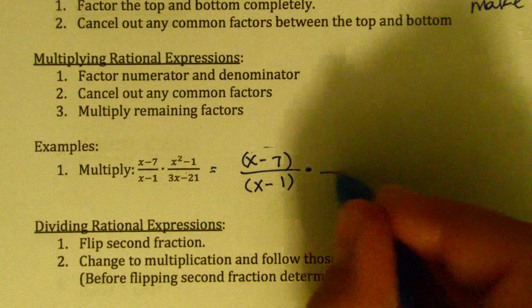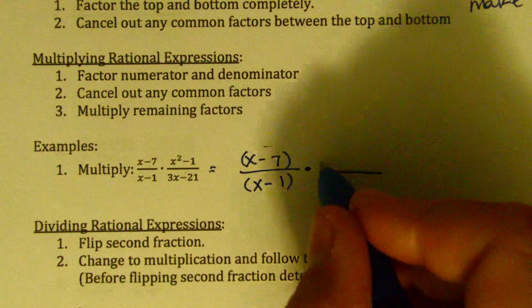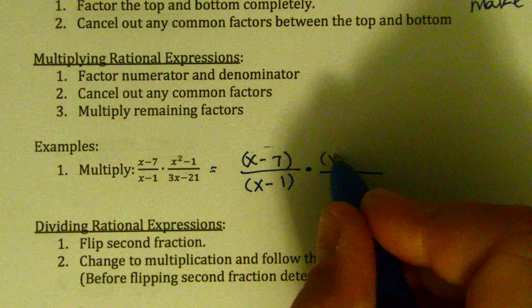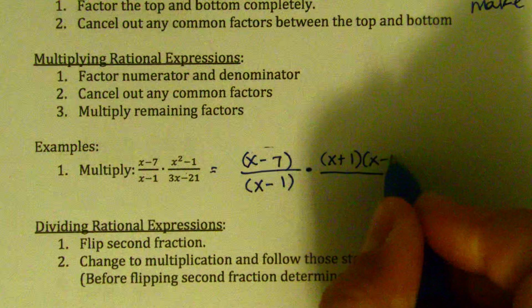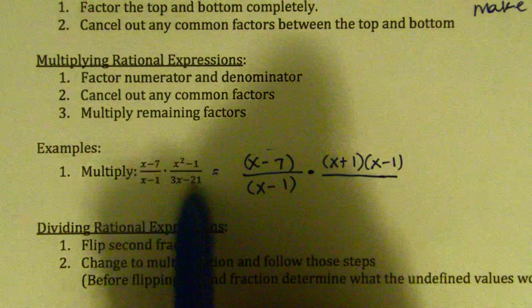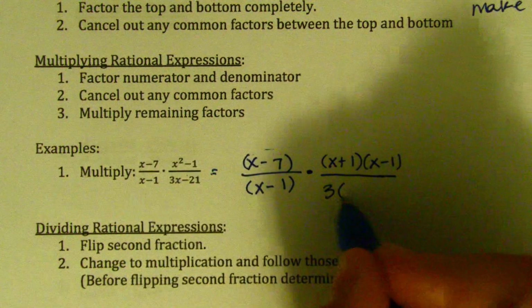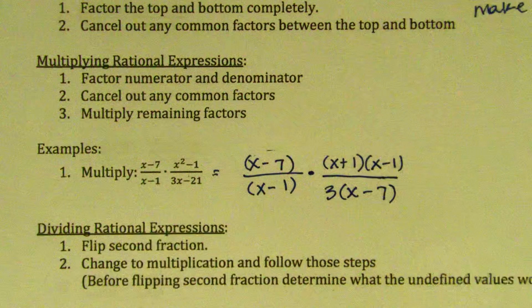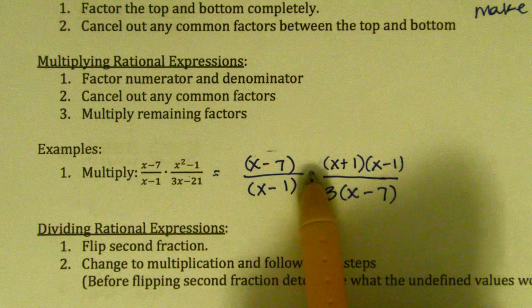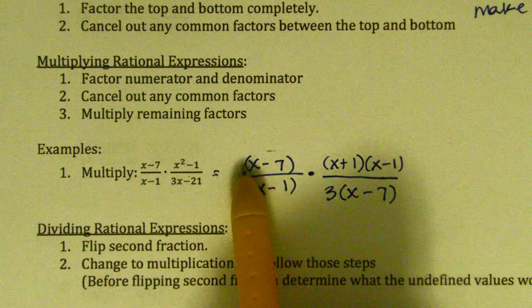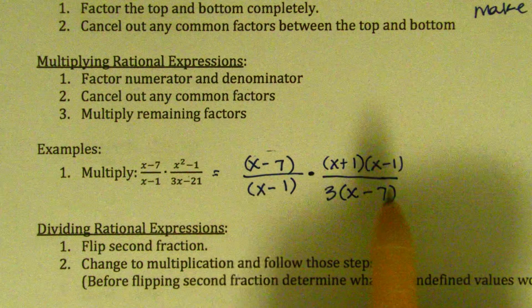So on the other side, x squared minus 1, that's a difference of perfect squares. So that'll be x plus 1, x minus 1. And 3x minus 21, there's a common factor of 3 there. Pulling that out, I'm left with x minus 7. And so I can see some common factors here. Multiplying fractions means we multiply straight across, so I can cancel anything in the top with anything in the bottom.